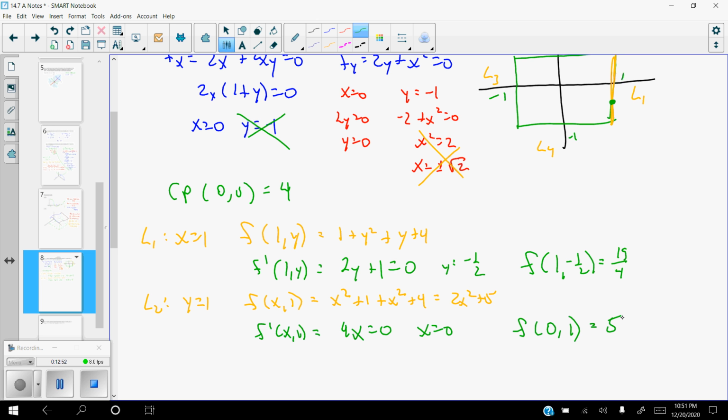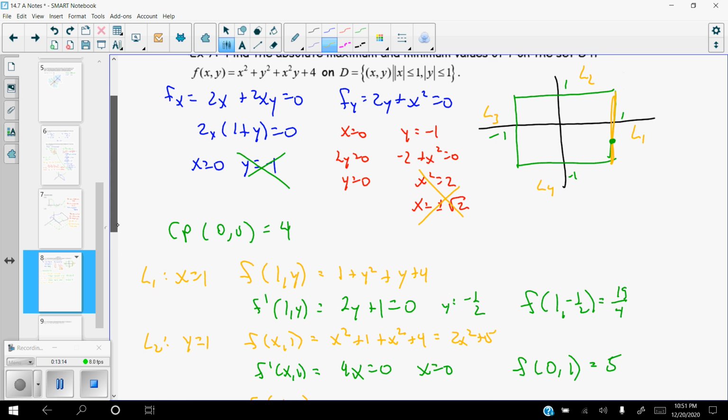Okay, that's 2 of them. So far, it looks like 5 is the leader in the clubhouse for the maximum, because that's the highest one I've gotten so far. Now x equals negative 1 is L3. That's going to be a function of (negative 1, y).